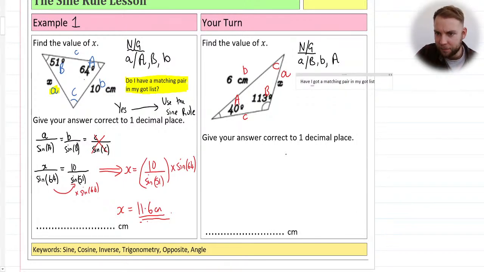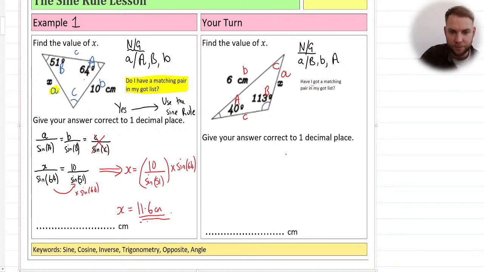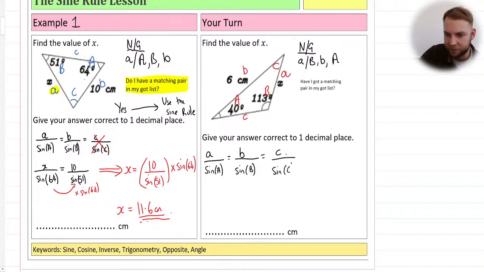Have I got a matching pair in my got list? The answer to that is yes, so I'm using the sine rule. So let's write down what the sine rule is. Because I'm working out the sides, it is A over sine of capital A is equal to B over sine of capital B is equal to C over sine of capital C.